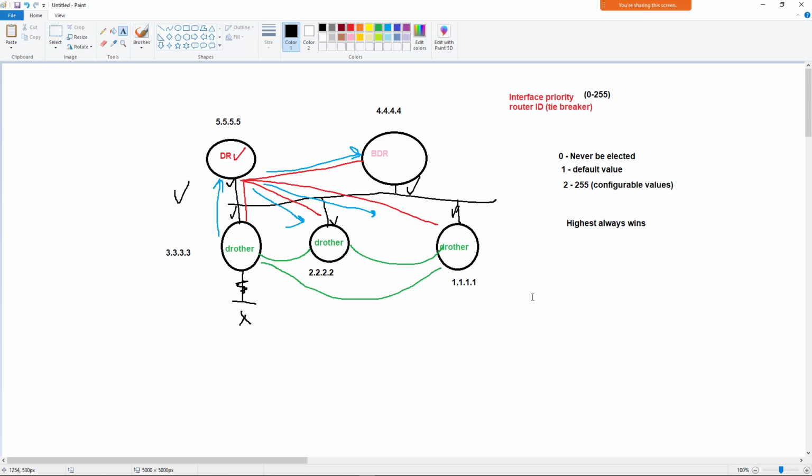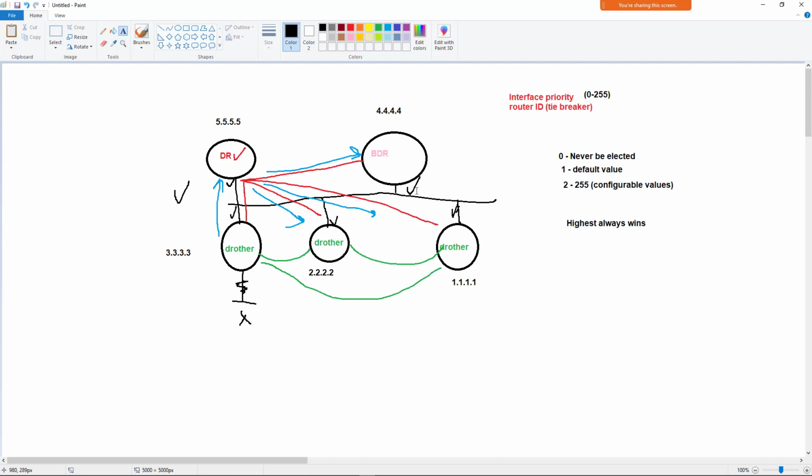But here's one more thing that is kind of a pain in the butt when you're dealing with this type of scenario. And that is that this election process is non-preemptive. Non-preemptive. What the heck does that mean? It means that once the election takes place, the router that's elected as the DR stays the DR, even if somebody in that segment comes along with a better value. So as long as the priority is not zero, any one of these routers could become the DR.